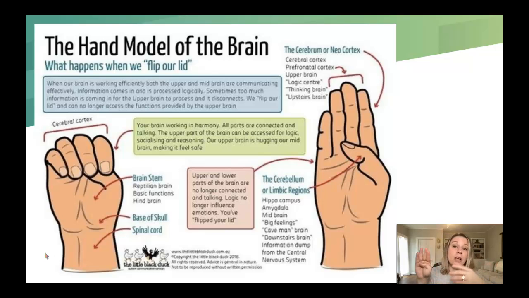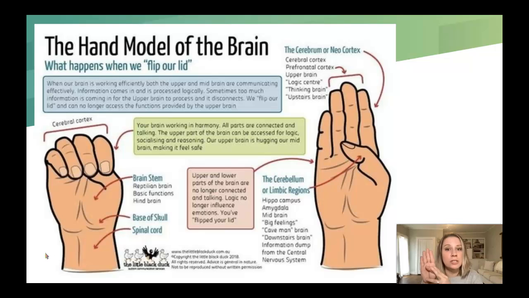So if for nothing else, help parents understand that you do not discipline a child when their lid is flipped. You do not try to teach them anything. Discipline is about teaching, right? You don't try to discipline or teach when the child's lid is flipped because you're wasting your breath. They cannot learn. It is physiologically impossible for a person, child or adult, to learn when their lid is flipped.